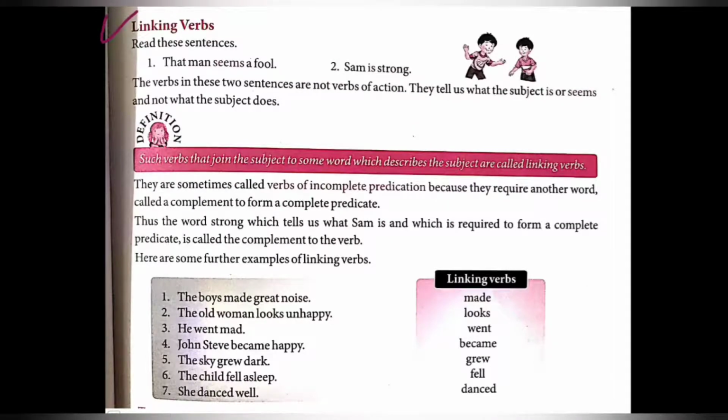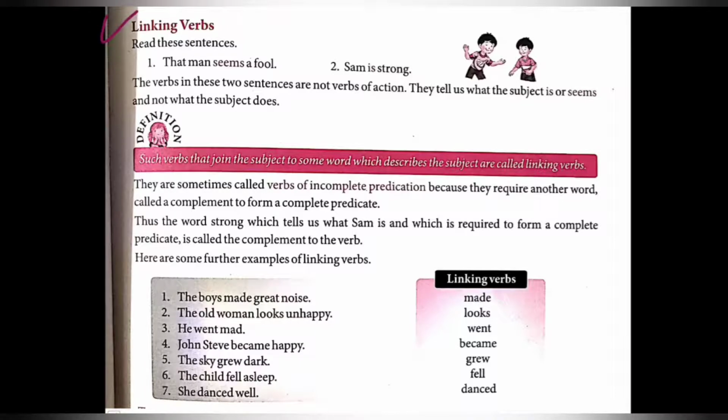The third type of verb, linking verbs. Read this sentence. That man seems a fool. Sam is strong. The verbs in these two sentences, seems and is, are not verbs of action. They do not show any action, right? They tell us what the subject is or seems.